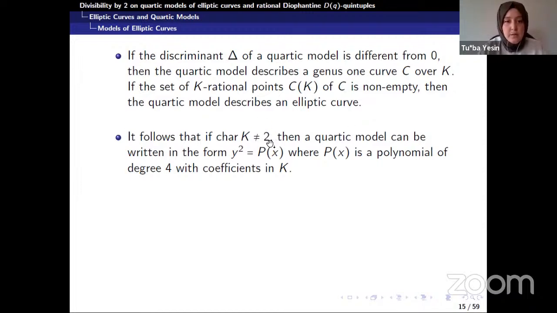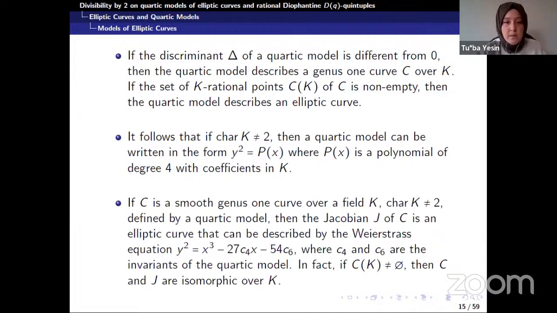And if the characteristic of our field K is not 2, then this quartic model can be written in the form y squared equals p(x), where p(x) is a polynomial of degree 4 with coefficients in K. Okay. So up to now, if we compare these two models, we know that the discriminant can tell us whether we get an elliptic curve or not. And if the characteristic of K is not 2 or 3, we can get a short form. We can say this is the short form of the quartic model.